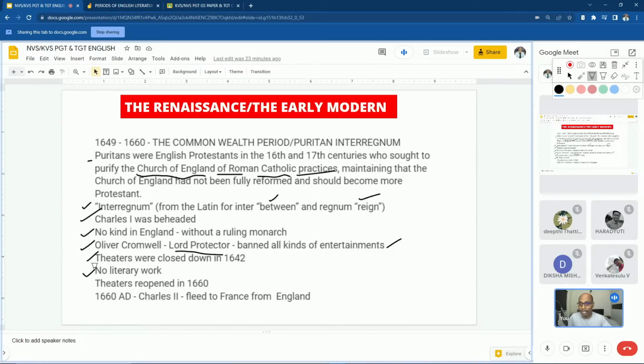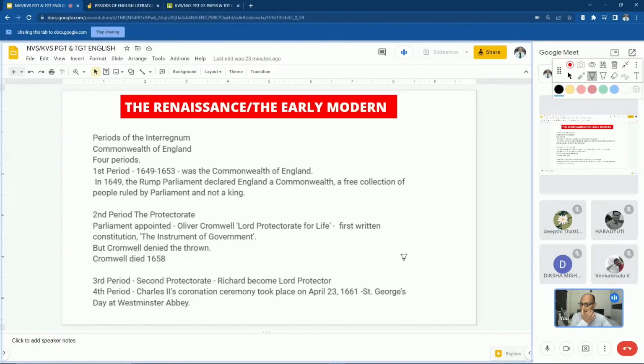There was no significant literary work done in this age. After this Commonwealth period, the Interregnum, was completed, theatres were opened, and in 1660 Charles II, who had fled to France from England, returned and became the king of England. So 1660 is the end of the Commonwealth period or Puritan Interregnum. So what is this Puritan Interregnum? It has 4 periods.